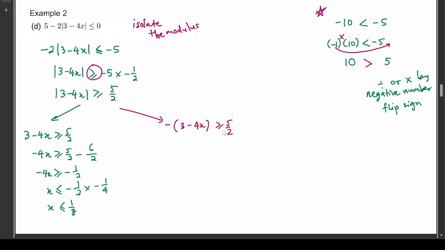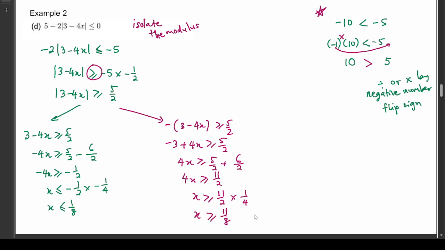Second answer, here on the right side, the negative case. Remove the bracket, so you need to multiply. Then you move the negative 3 to the other side, which is plus 3. But immediately I want to change it to a fraction, because this is a fraction. And this one is basically plus 6/2, so 11/2. And I need to move the 4 over. This is not a negative number, so I do not need to flip the sign, because it's 1/4, it's not negative. Then it's 11/8. So I have two answers: x less than or equal to 1/8, x is more than or equal to 11/8.